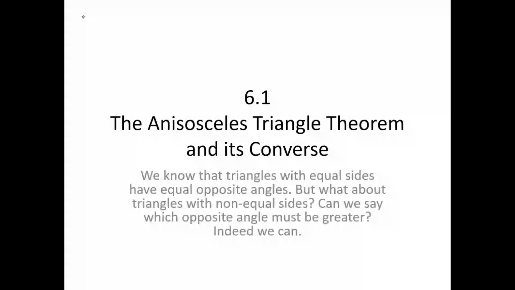All right, today we begin chapter 6. All of our theorems here will ultimately be inequalities, which will say that in certain conditions we'll have a greater angle or a greater side. And here in section 6.1, we begin with a theorem called the Anisosceles Triangle Theorem.